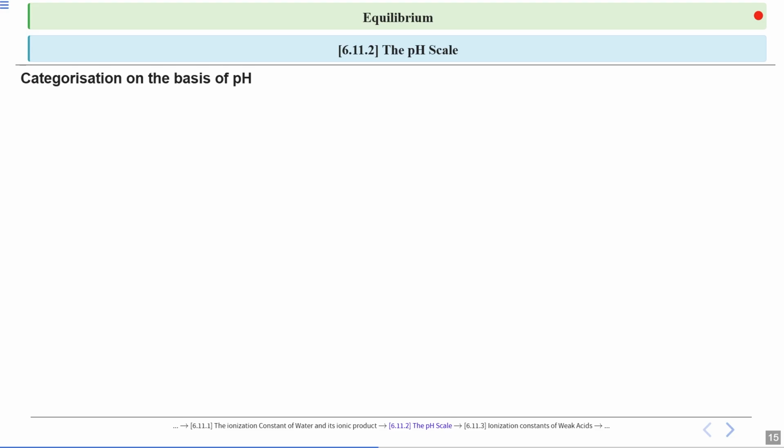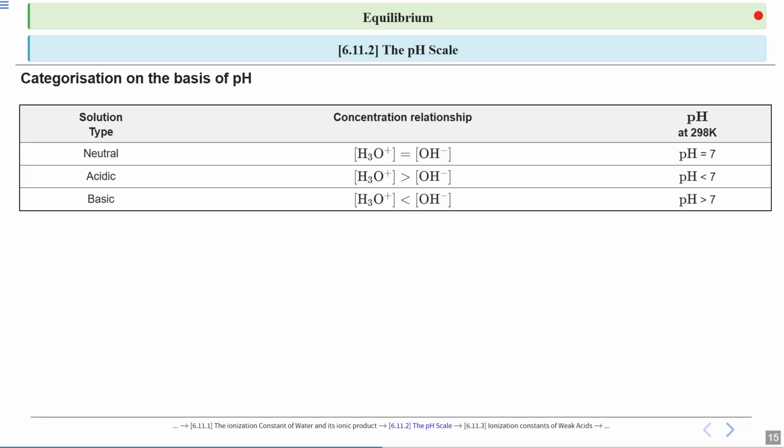Let us move on to the categorization on the basis of pH. We have seen that we need to know the H3O plus concentration or OH minus concentration to define a solution as acid or base. But at the same time, we have the difficulty of these tedious values. So what we are doing now is defining the acidity or basicity of the solution on the basis of pH. For example, if your pH is equal to 7, at 298 Kelvin, this I am saying at 298 Kelvin, then your solution will be neutral.